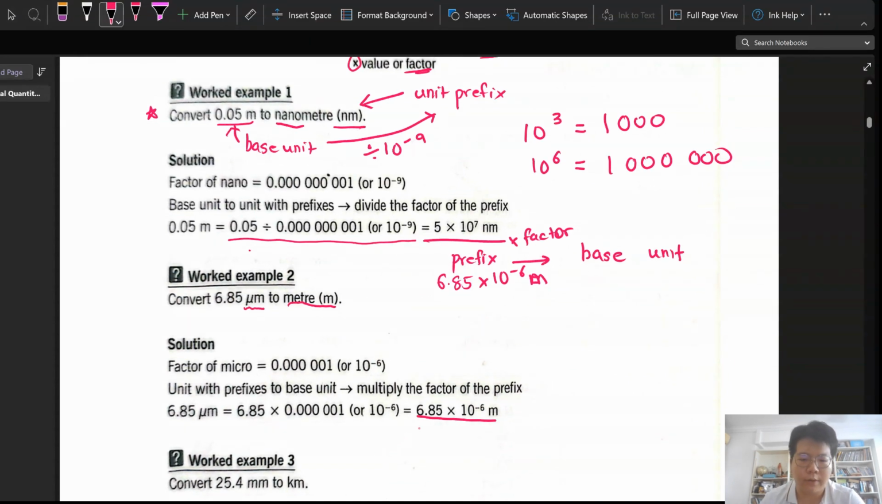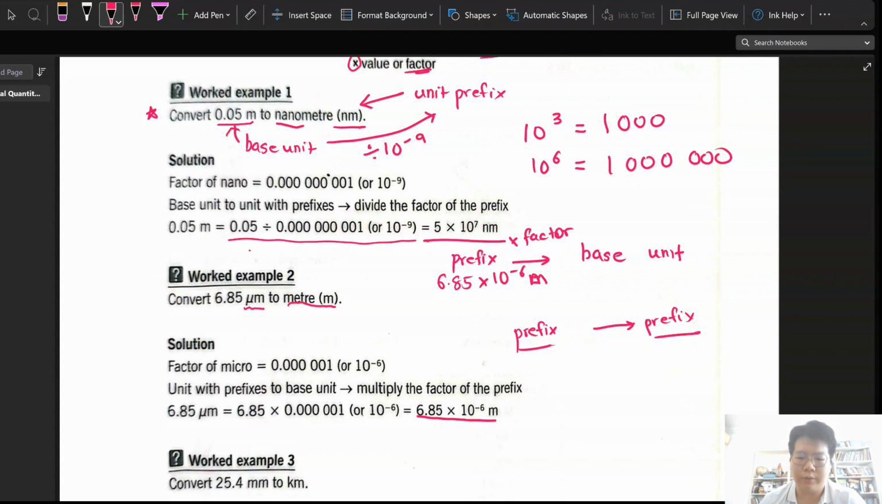Okay, so now 25.4 millimeter to km. This question is actually quite interesting. What this question is asking you to do is to convert a prefix into another prefix. So how would you want to do this question? This question actually requires an additional step.